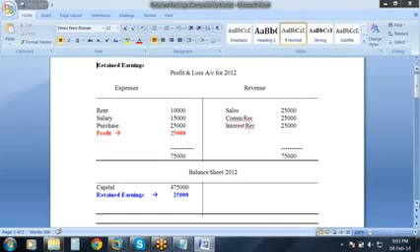Then the same profit figure, whatever we got, we are going to show in the balance sheet with the heading called retained earnings. Below the capital, which is 4,75,000, we are going to show the retained earnings. What is it? 25,000. Is this clear? Yeah.